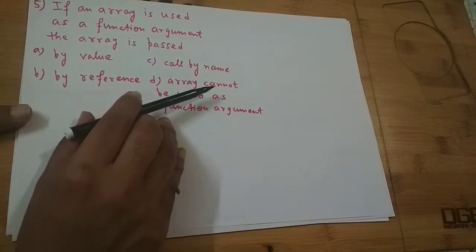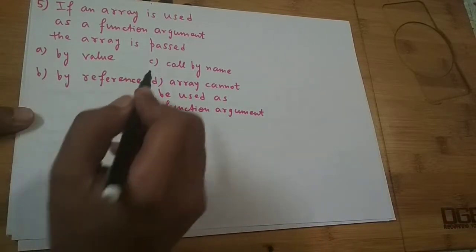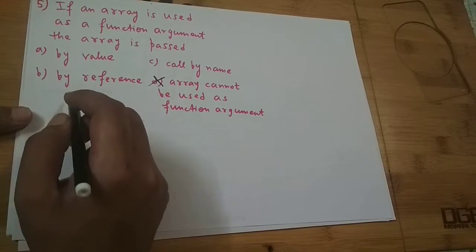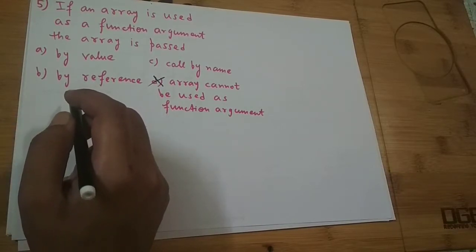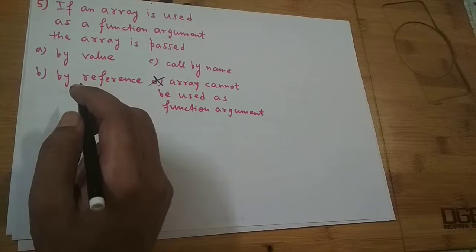See, let's try to understand one thing. Firstly, we can pass an array as a function argument, so that will automatically eliminate option D. Remember, an array consists of multiple variables. An array is made up of a number of variables placed together at one location. So since multiple variables are present in an array, if I want to pass an array, then I cannot pass it by value. Why?